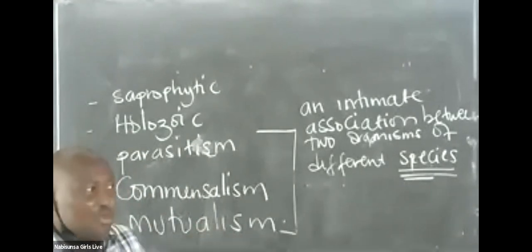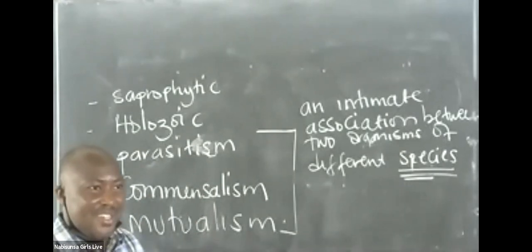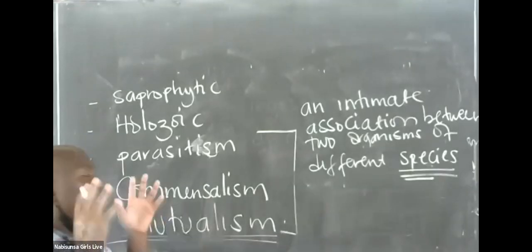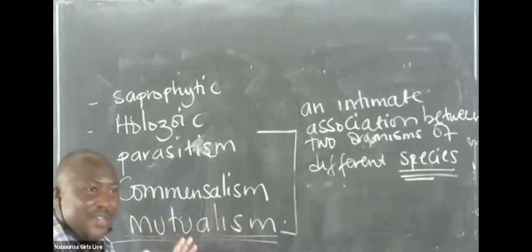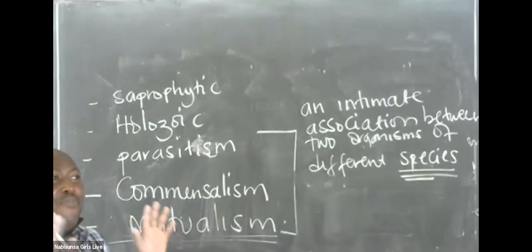It might not be material, so don't look at materialistic things, but all of us should be able to benefit. So mutualism is an association where both organisms go on to benefit. If they say it is a mutual agreement, or a mutual association, that means both of us are benefiting.